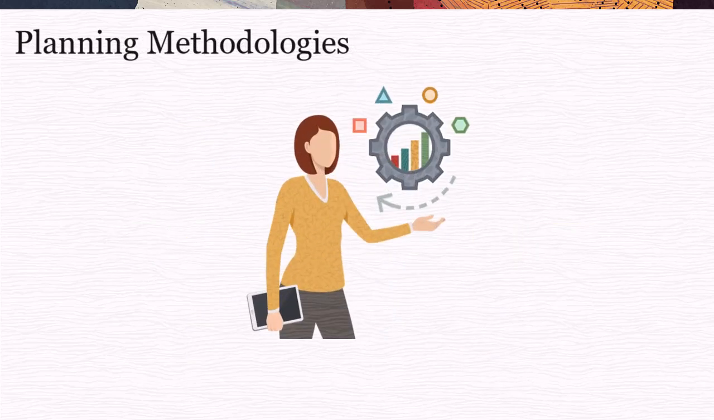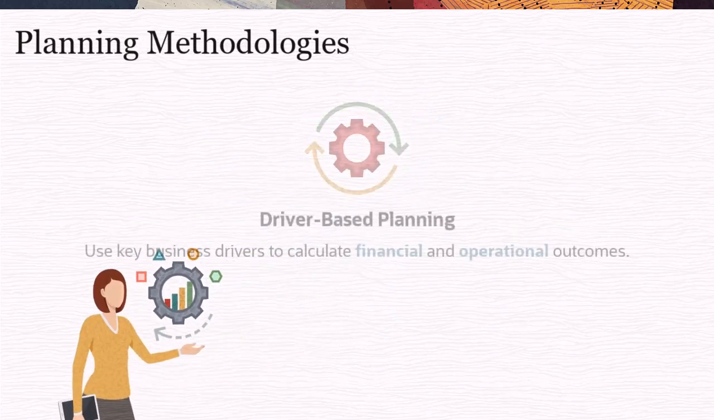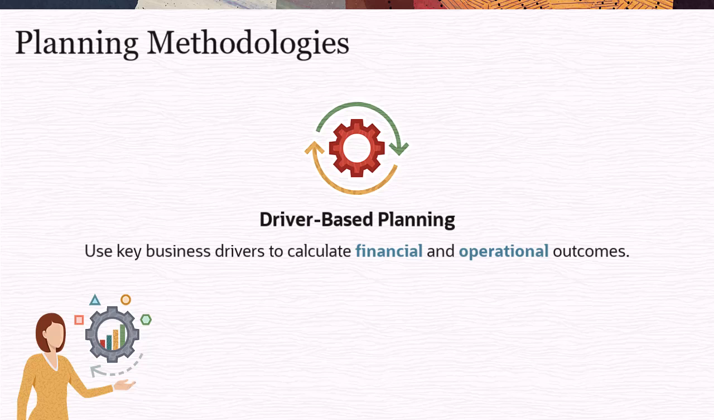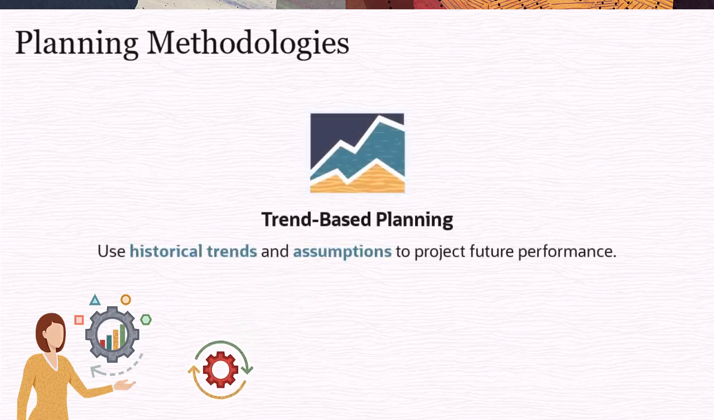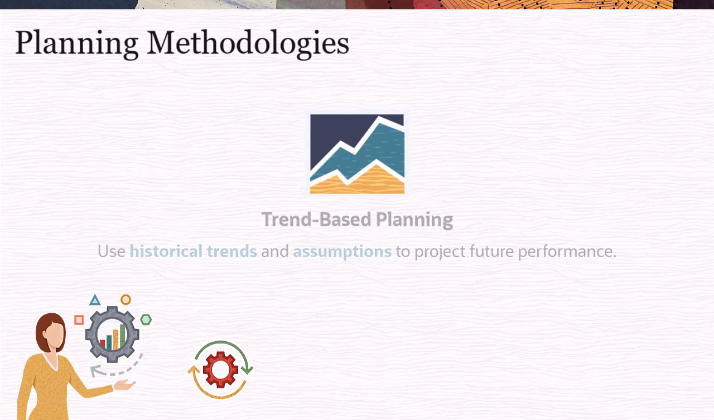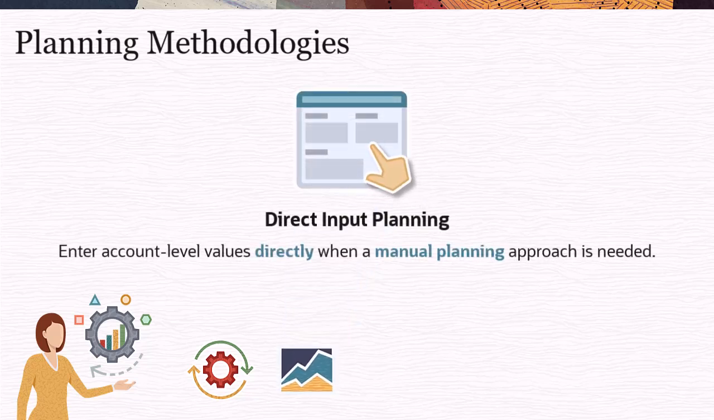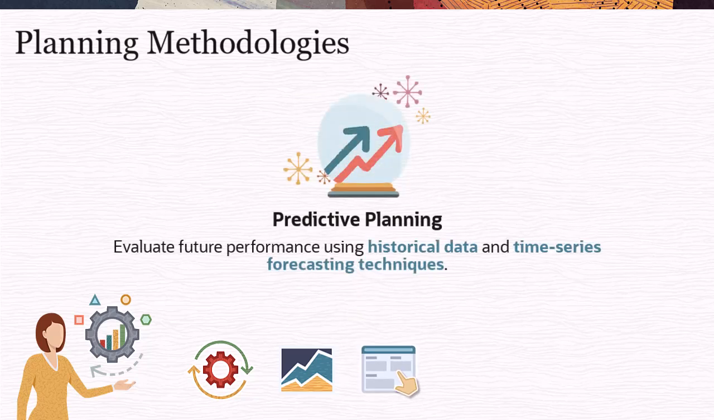With the provided methodologies, you can perform driver-based planning to calculate financial and operational values using the business drivers that influence performance. Trend-based planning to project future values using historical results and trend assumptions. Direct input account-based planning to let planners enter values directly by account when calculations or trends are not the right fit. Predictive planning to evaluate future performance based on historical data and time series forecasting.